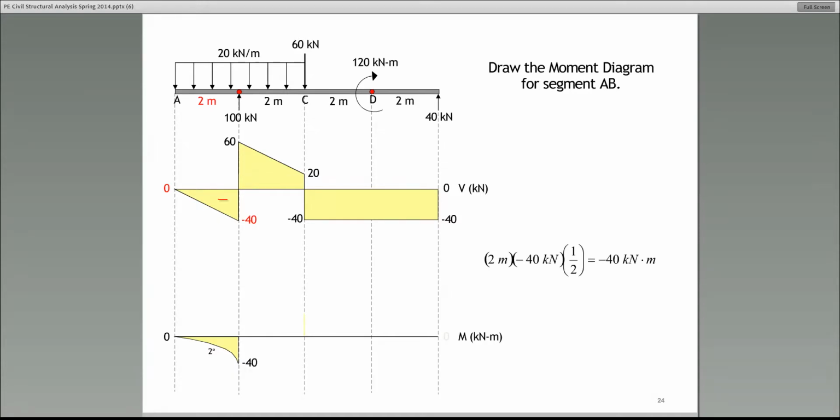That's one thing that they will test you on the exam. All right. So from A to B, since the shear is below the x-axis, then the moment diagram needs to have a negative slope. What I'm showing here is indeed a parabola, a second-degree curve with a negative slope. All right. But on the test, they will ask you one other thing.